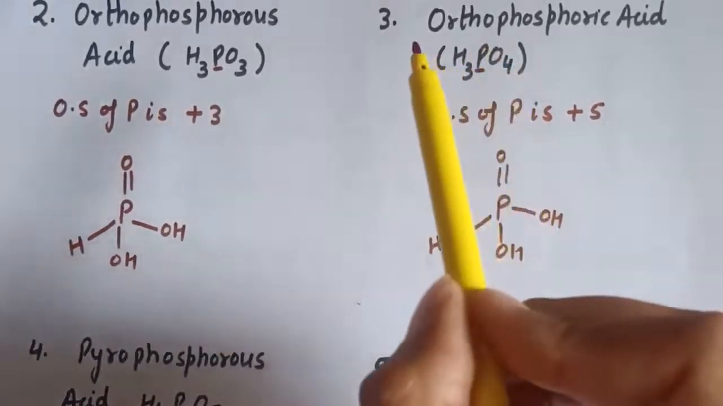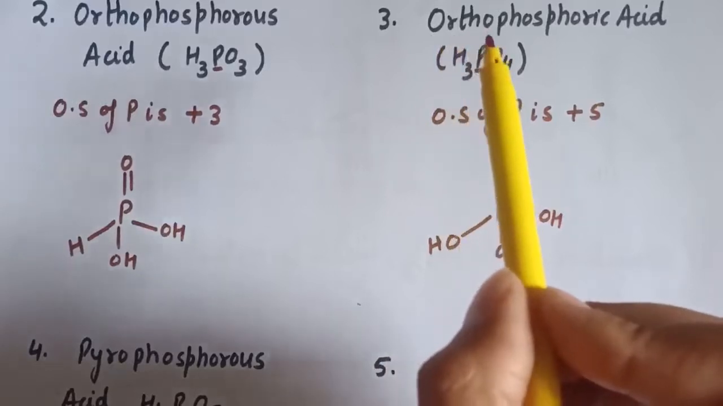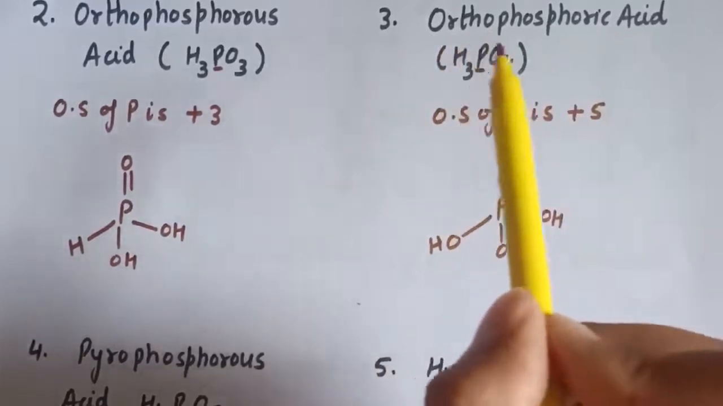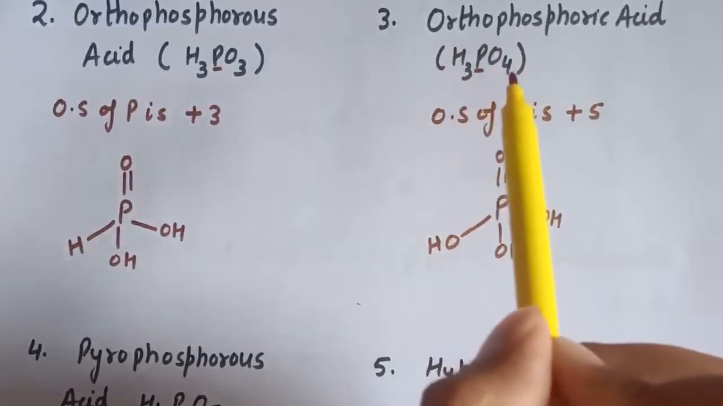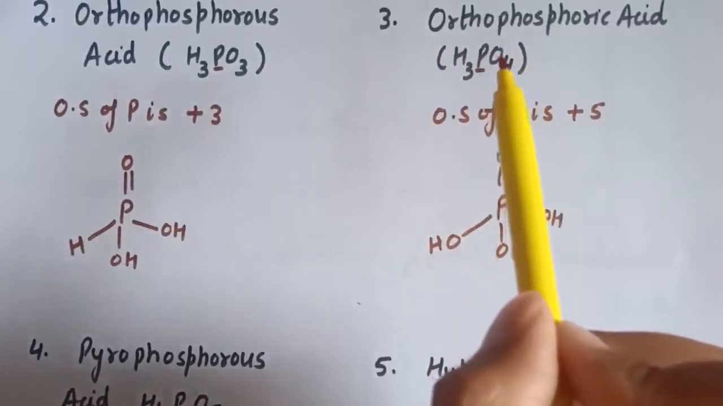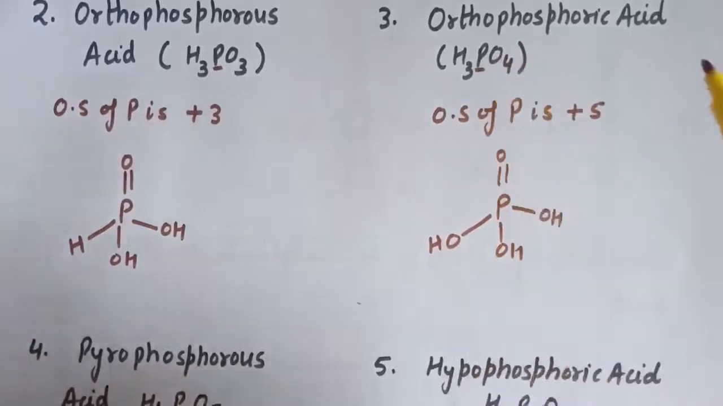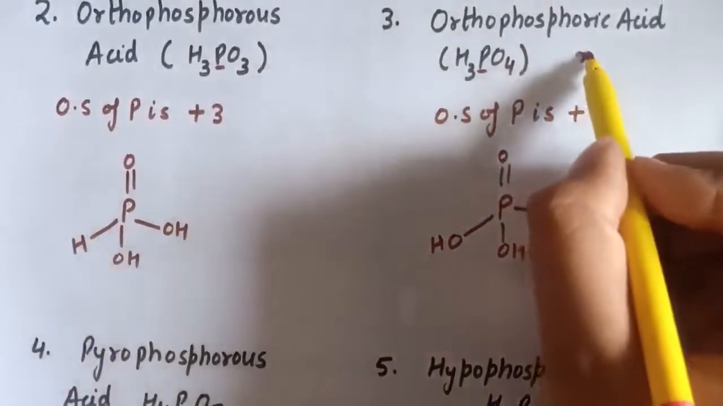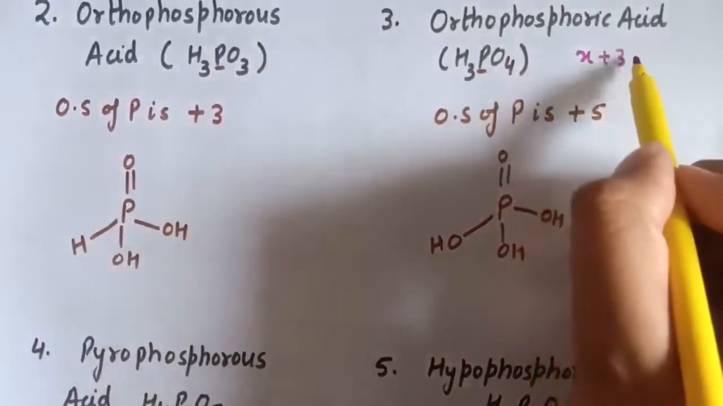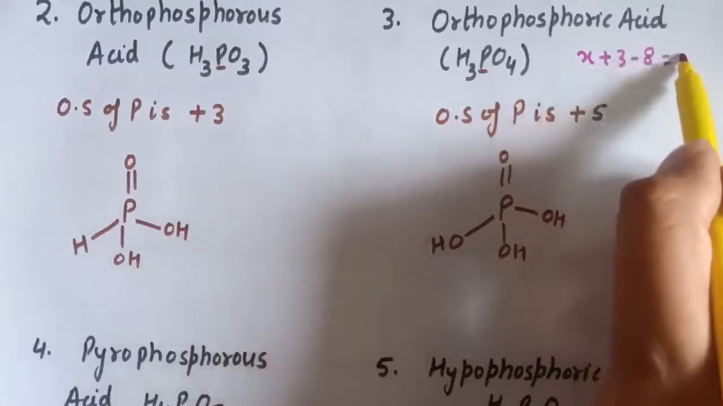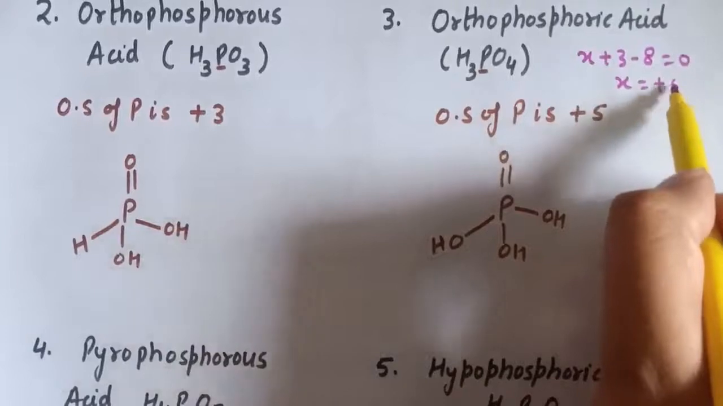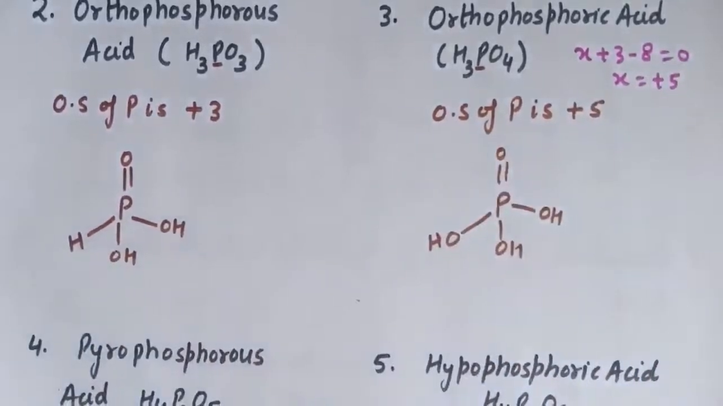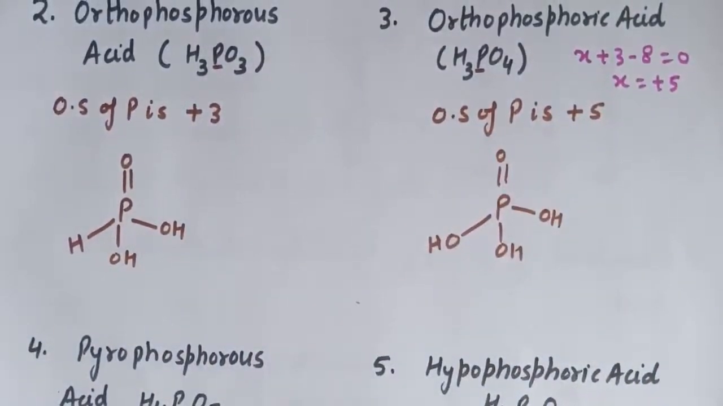Now the third oxoacid of phosphorus is orthophosphoric acid, or phosphoric acid, and the formula is H3PO4. Here we can also calculate the oxidation number, and the oxidation number of phosphorus comes out to be X plus 3 minus 8, equal to 0. So the value of X will be +5. So here the oxidation number of phosphorus is +5.